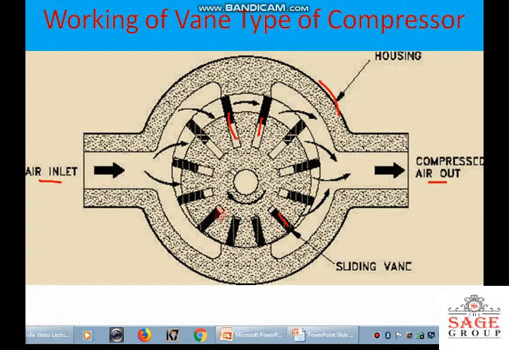How is it compressing the air? So we are seeing that this space is increasing between these vanes. So when this rotor will rotate in the clockwise direction, what will happen? The air is sucked in these portions and will completely fill this space up to this segment, and after completely filling this space, when the air will move through these portions, then we are seeing that volume is decreasing. So because of the decrease in volume, the compression of the air will start in this portion.